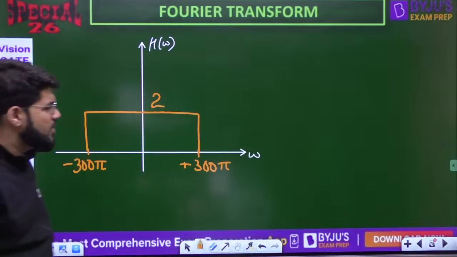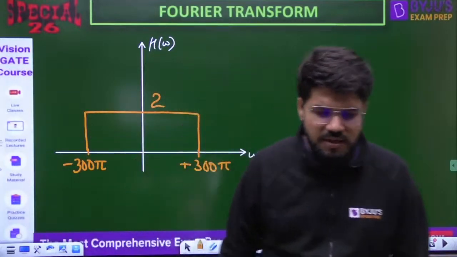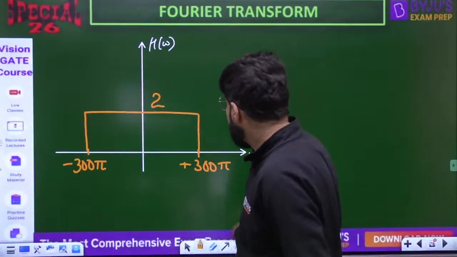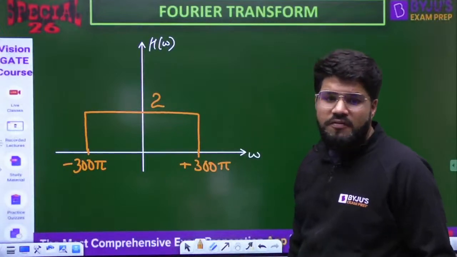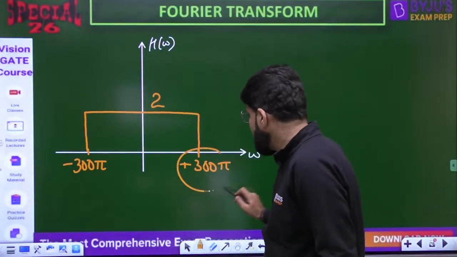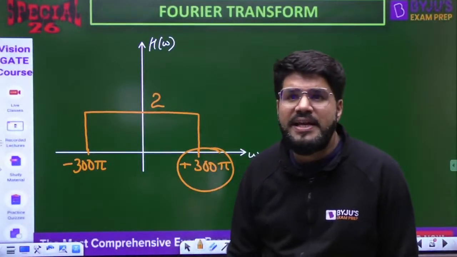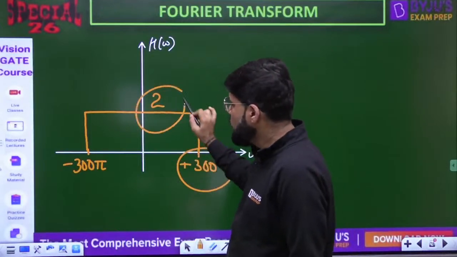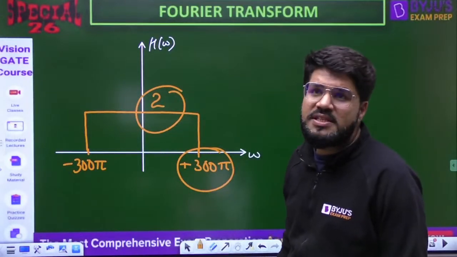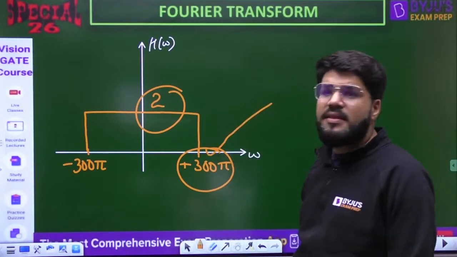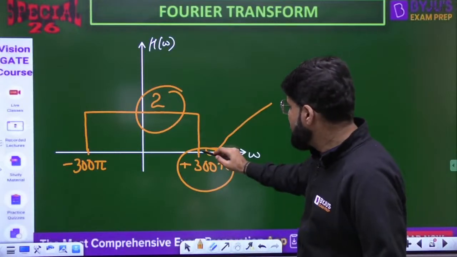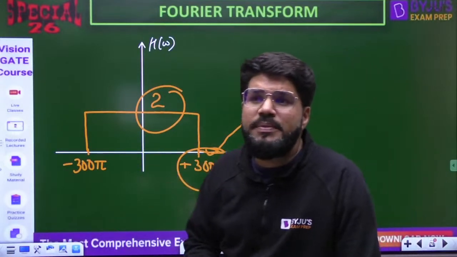Now, what is this actually? This type of characteristic is showing you that if you send an input of any frequency up to 300 pi, it will be passed with the gain 2. But if you send any input to the system having a frequency component greater than 300 pi, it will be passed with 0 gain. So 0 into anything will be 0.